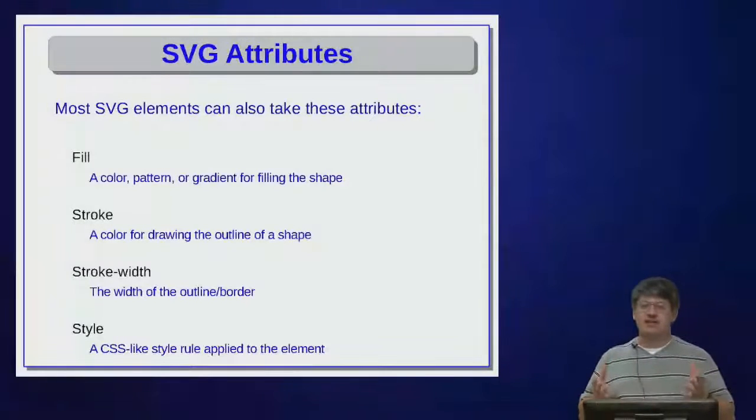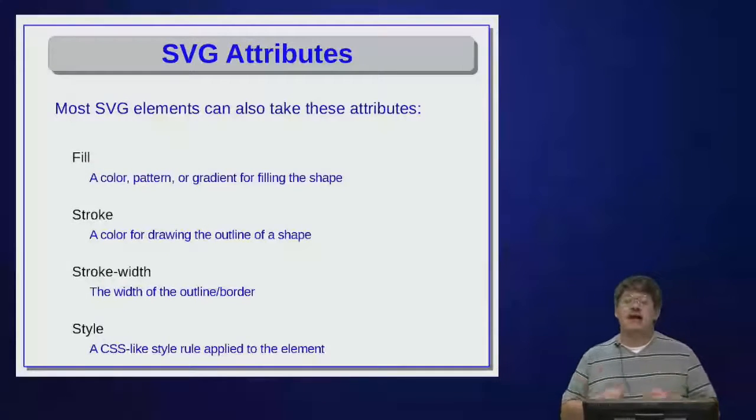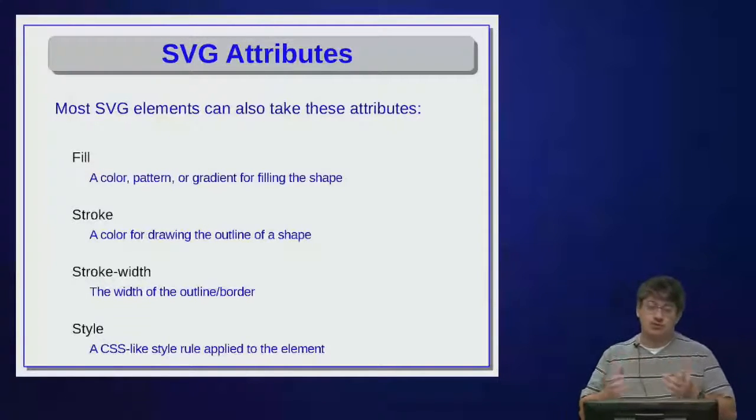So the style attribute is a little bit like a CSS rule. It allows us to apply CSS-like rules to our SVG elements. Actually, if we're embedding an SVG element into an HTML5 page, we can use actual CSS to style it as well. And CSS3 has special selectors and rules for dealing with SVG elements.